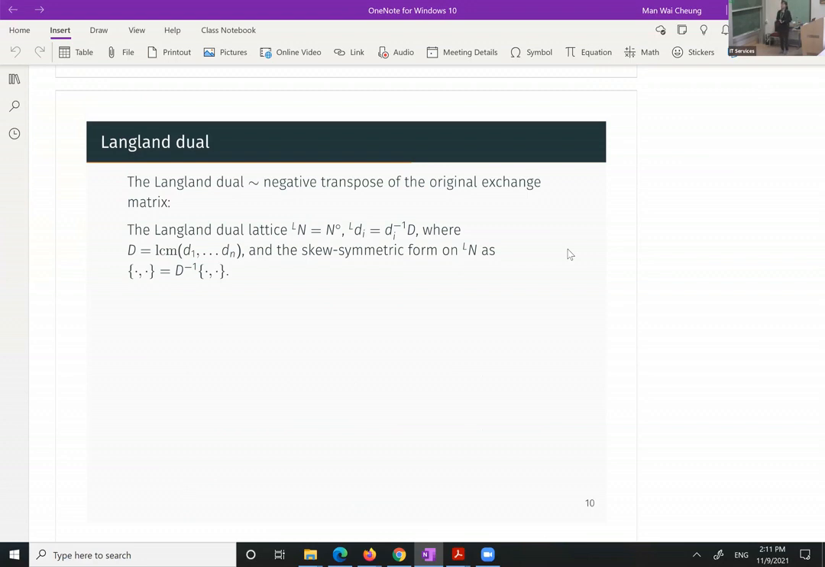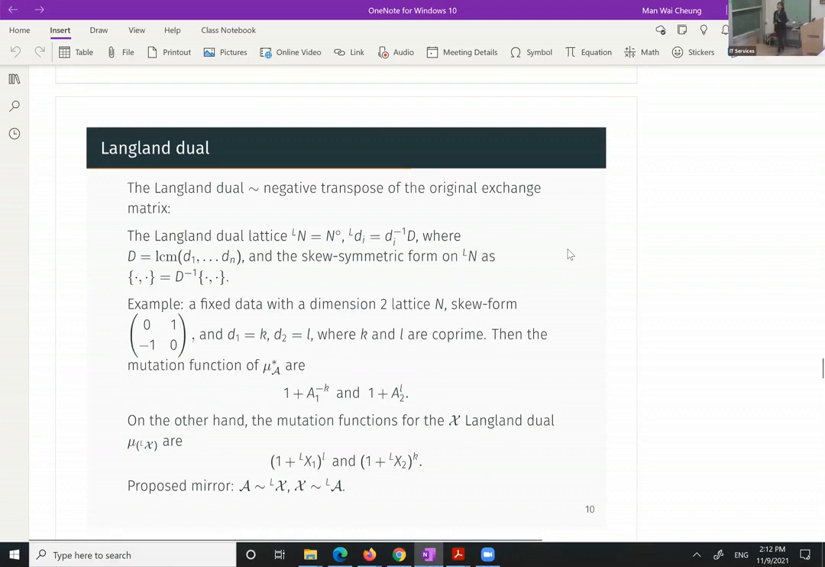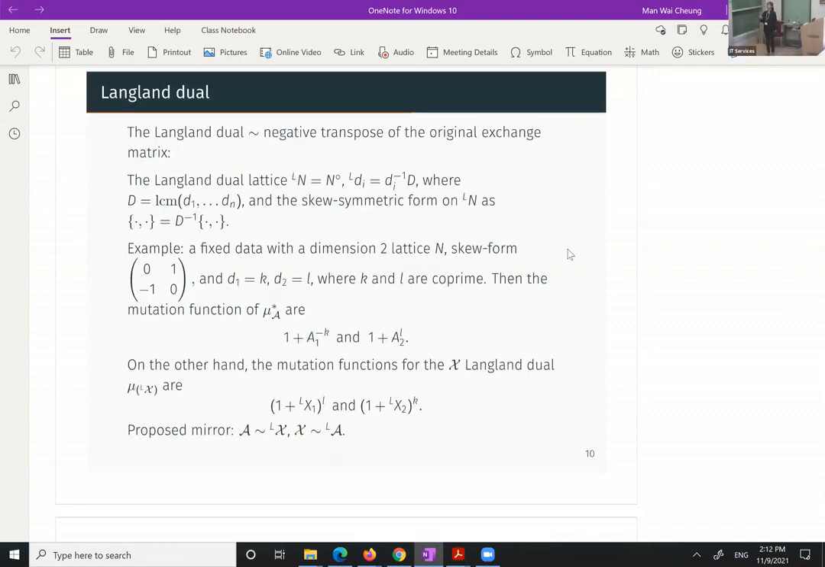So this is what we are going to do. For the Langlands dual lattice, we look at the dual lattice, which is spanned by the d_i e_i. And then we look at the integers, and this one is actually giving us the transpose of the original exchange matrix. But anyway, let's just look at an example to understand how that goes.